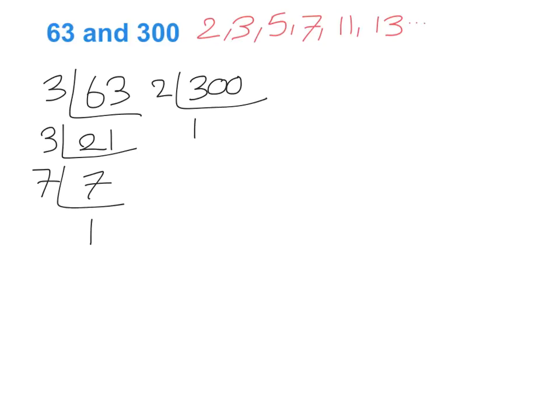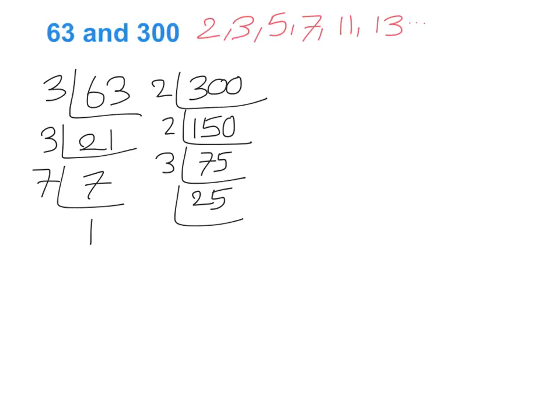Dividing by 2 brings me to 150. Dividing by 2 again brings me to 75. I can now divide by 3 to get 25. And then by 5 to get 5. And finally by 5 to get 1. So writing these out now as our product of primes, just put a little line here to separate this out.